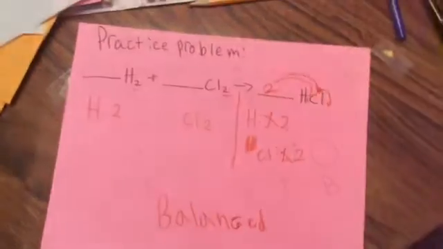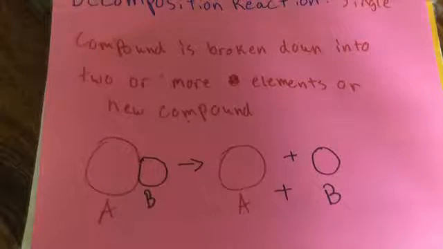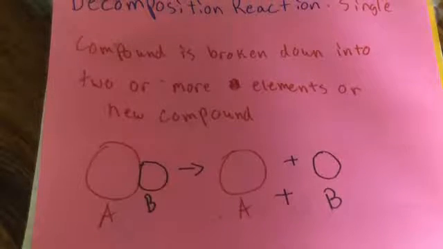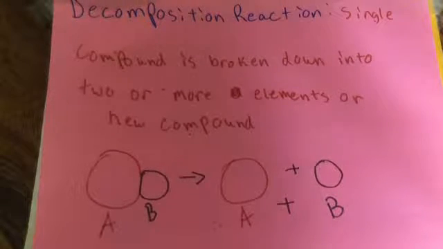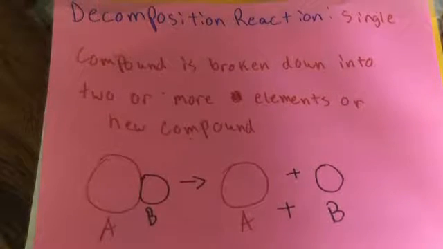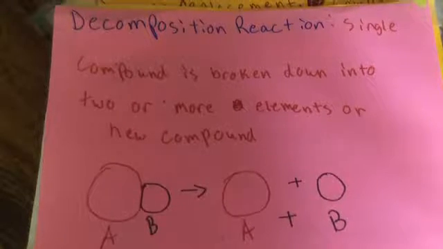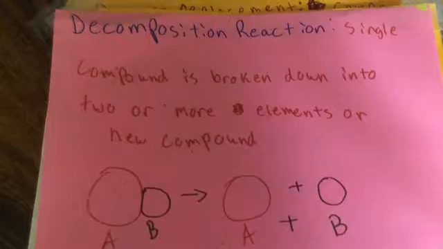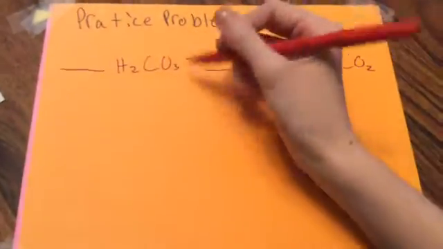Our next equation is called decomposition reaction. It's when a single compound is broken down into 2 or more elements or new compounds. So, like below, AB gets broken down to A plus B. So I'm going to show you an example now.